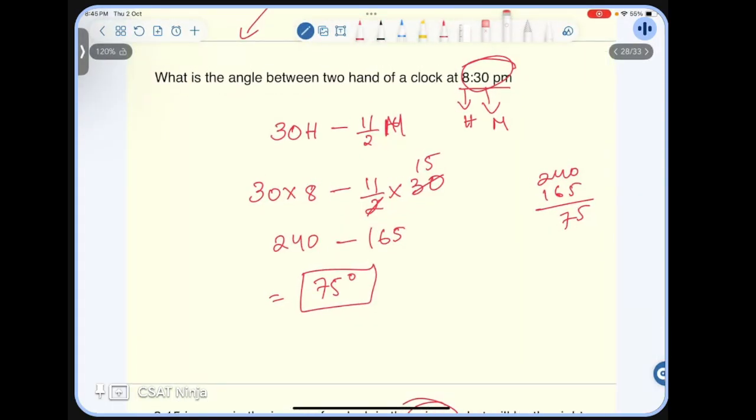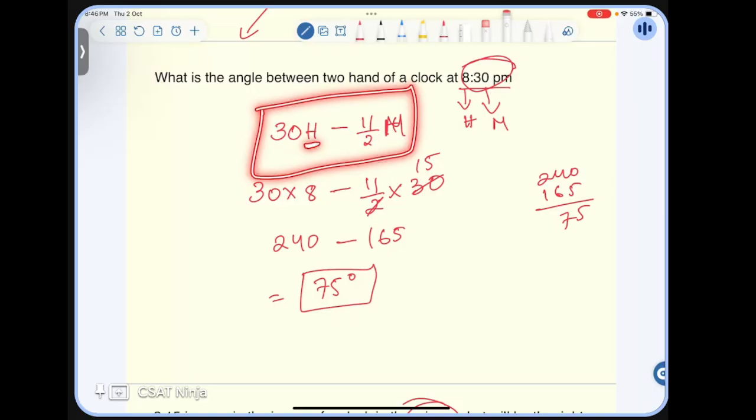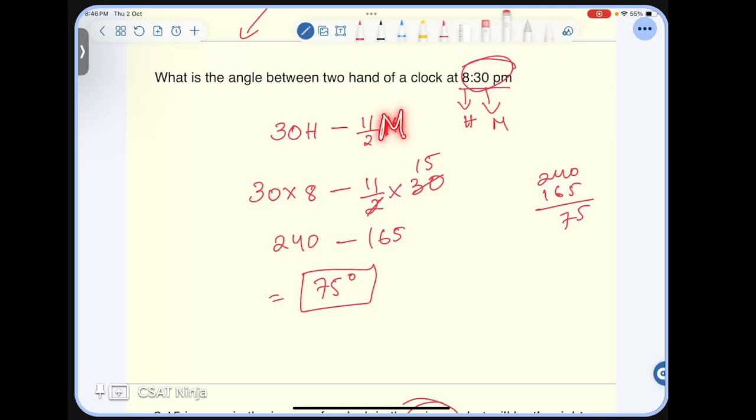If you are asked to find the angle between the hour hand and the minute hand, then the formula is this: 30 into h minus 11 by 2 into m. H means the hour, so 8 is the hour here, and m means the minute, so 30 is the minute. In place of h, I'm putting 8, and in place of m, I'm putting 30. After that, I'm simplifying it and getting 75.